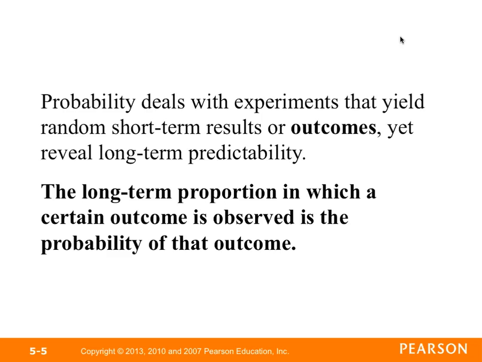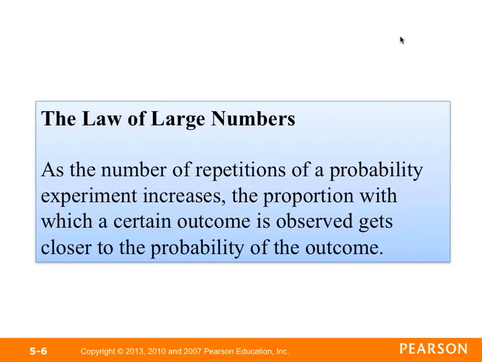Probability deals with experiments that yield random short-term results or outcomes, yet reveal long-term predictability. The long-term proportion in which a certain outcome is observed is called the probability of that outcome. Now, here is kind of an important rule. This is the law of large numbers, and it says that as the number of repetitions of a probability experiment increases, the proportion with which a certain outcome is observed gets closer to the probability of the outcome. So as we have larger and larger sample sizes, the proportion is going to get closer and closer to what we would expect.